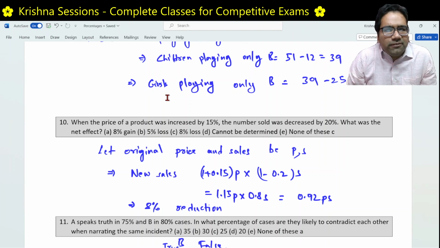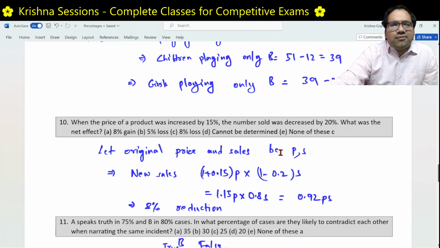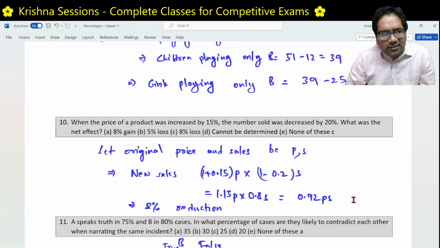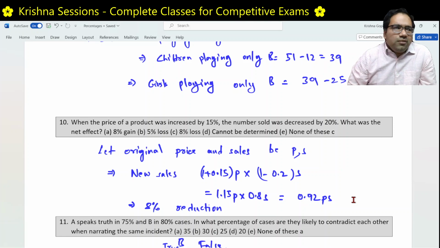Now the price increased by 15%. What does that mean? The new price is 1.15 into P. Then the number of sales decreased by 20%. What does that mean? The new sales is 0.8 into S, that is 1 minus 0.2 into S. Right. That means the new revenue is 1.15 P into 0.8 S, which is equal to 0.92 PS. Earlier it was PS. Now it is 0.92 PS. What does that mean? An 8% reduction, right? 0.08 is reduced, that means 8% reduction. So there is a net loss. The price was increased, the sales have gone down, which is a net loss for him.